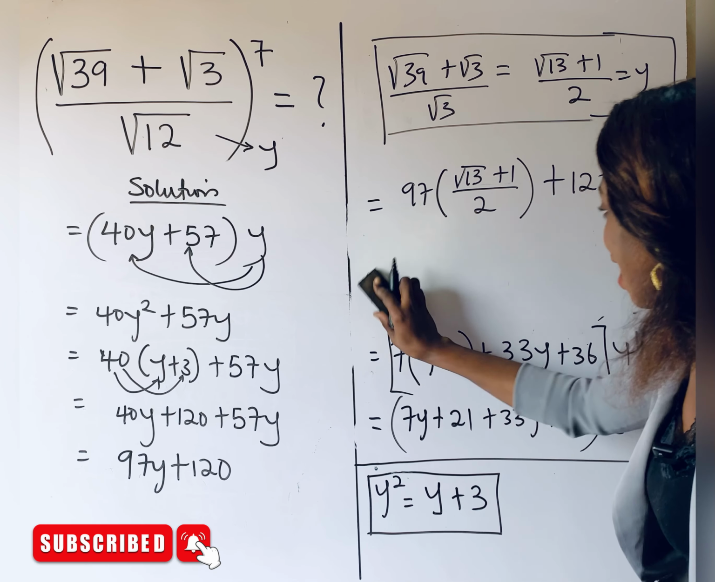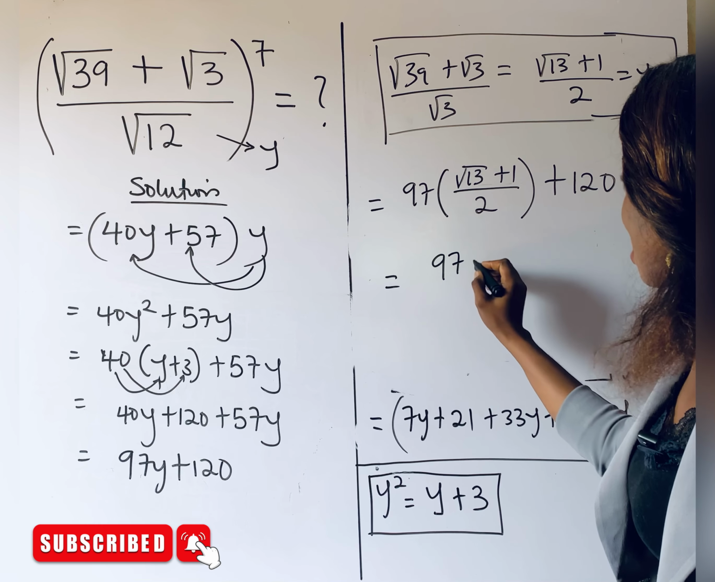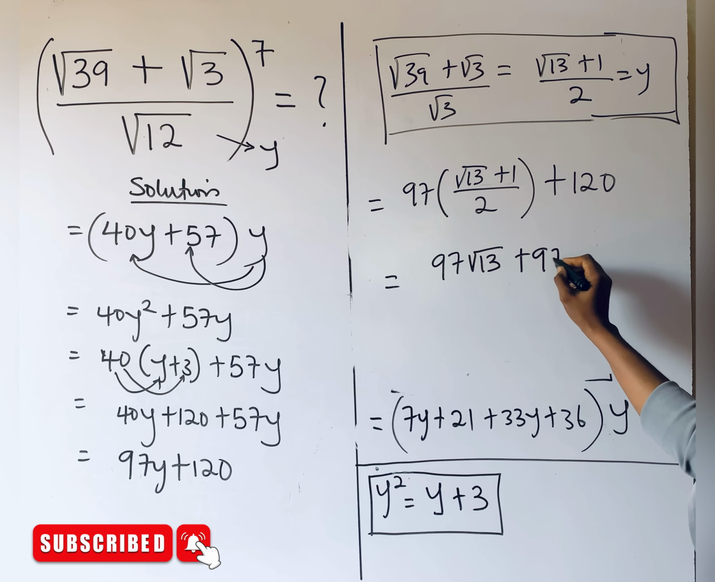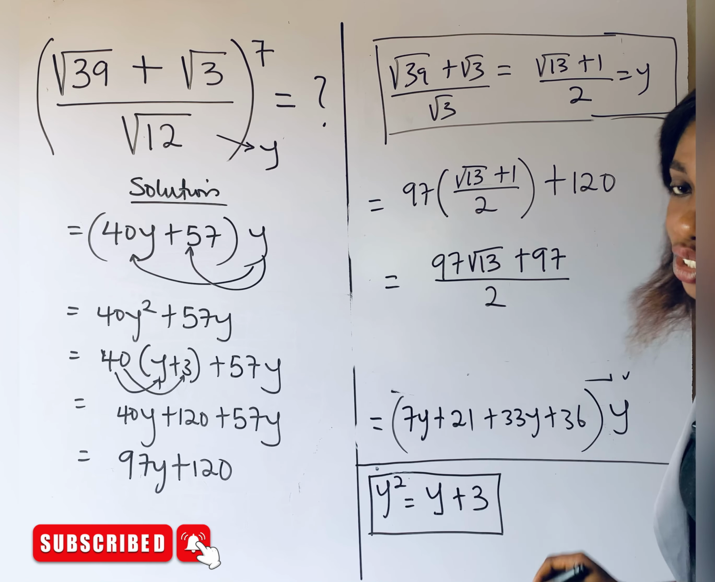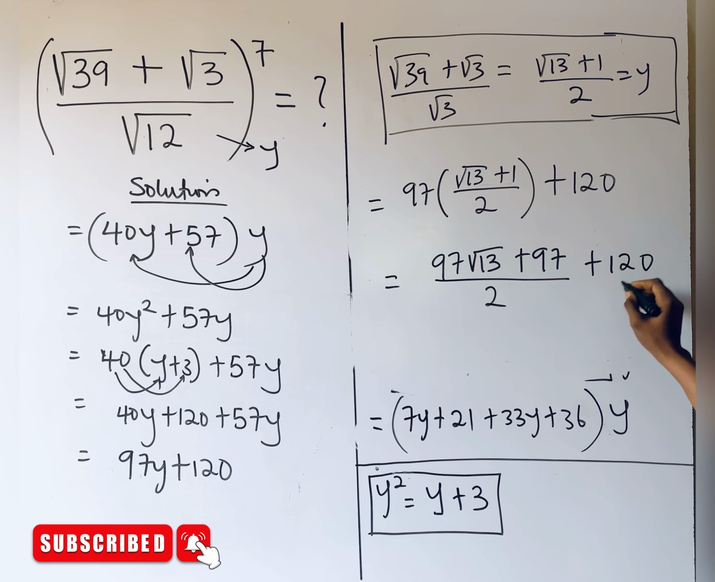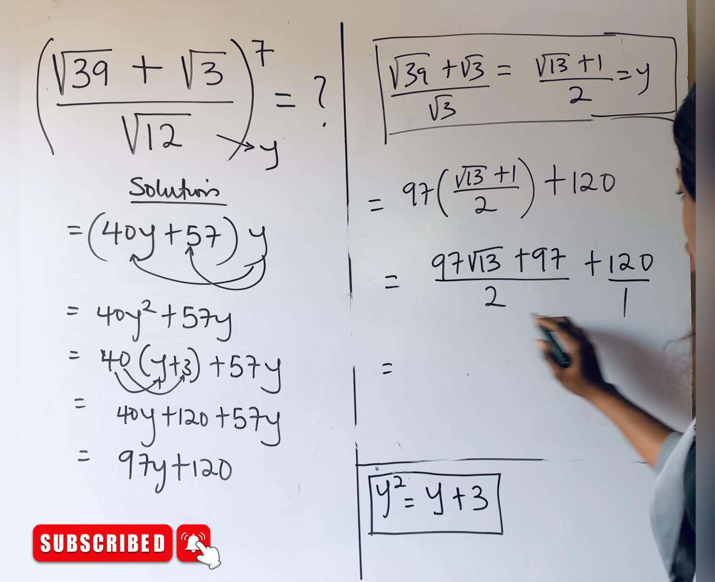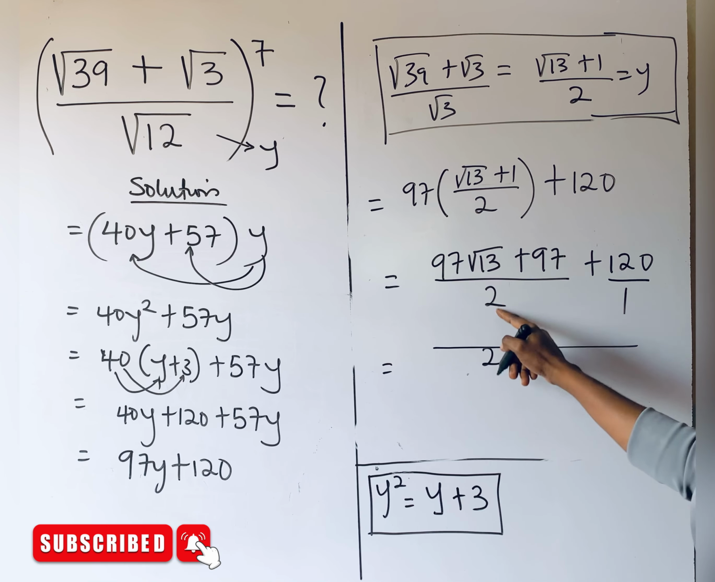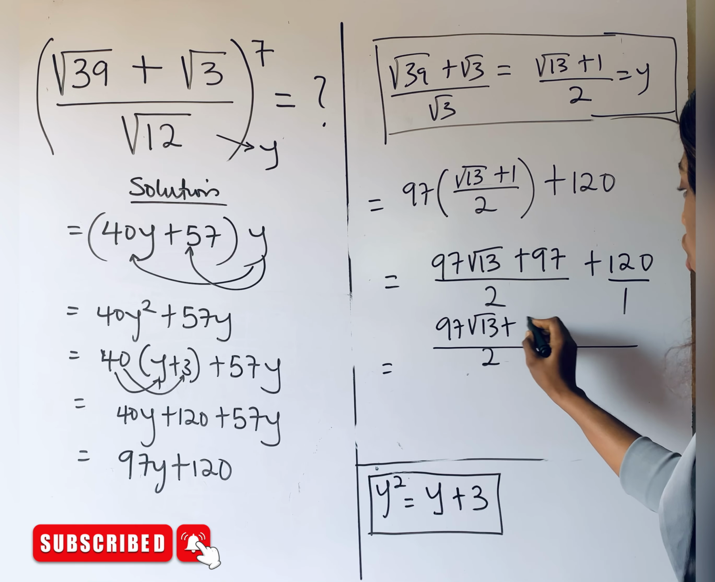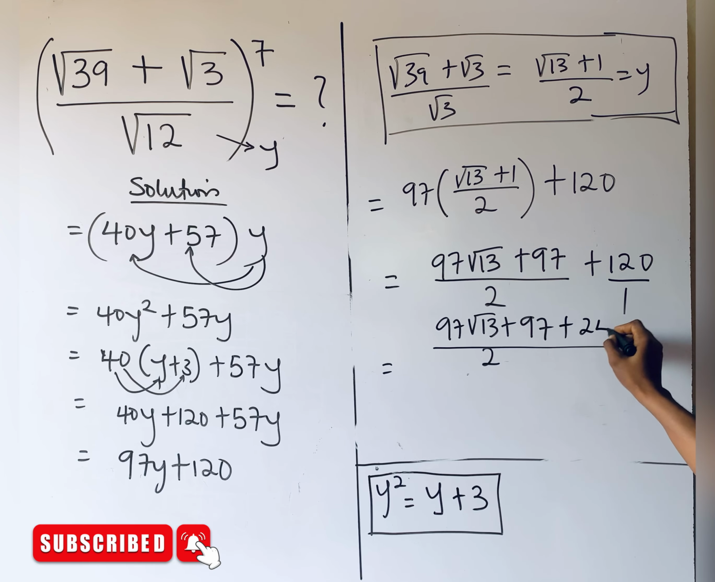So if you simplify again, we are concluding now. It's going to give us, this is the same as 97 root 13. Use it also here. We have 97 all over 2. Did you see? Use this here and use it here. The same denominator plus 120 over 1. So let's simplify as a fraction. LCM is 2. So this divides itself 1 and multiplies, we have 97 root 13 plus 97. And 1 divides 2 is 2. 2 times this will give us 240.